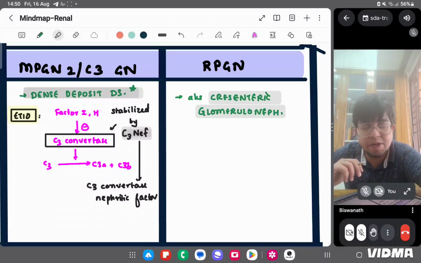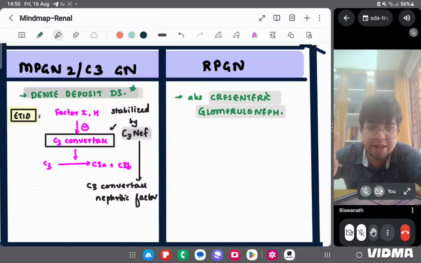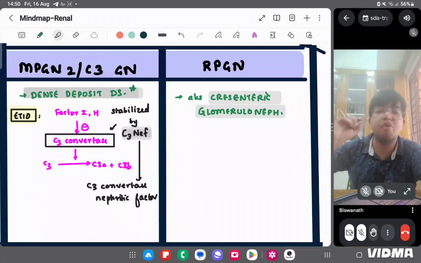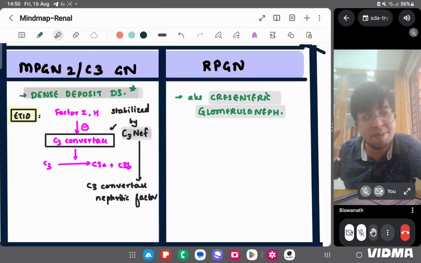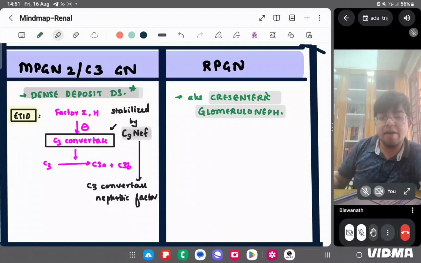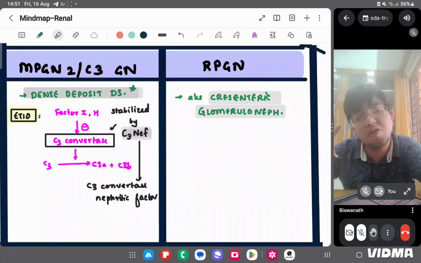What are the types? Three types of RPGN are there: type one, type two, and type three. These types are based on immunofluorescence, and based on that we have the categorization. Electron microscopy will simply reveal a broken basement membrane. And how can you treat it? You just do hemodialysis.